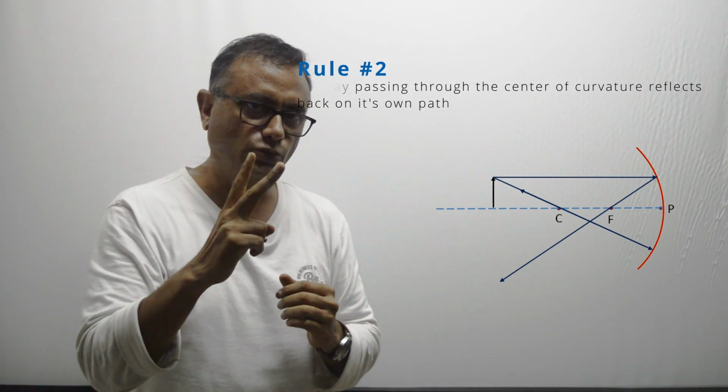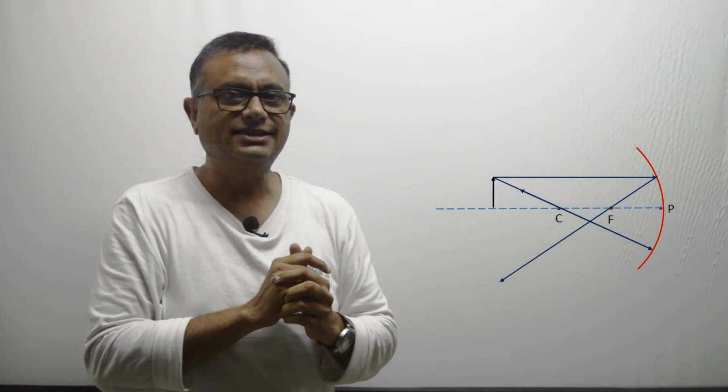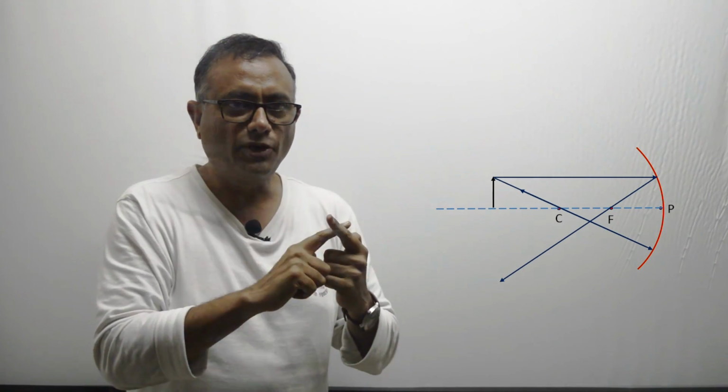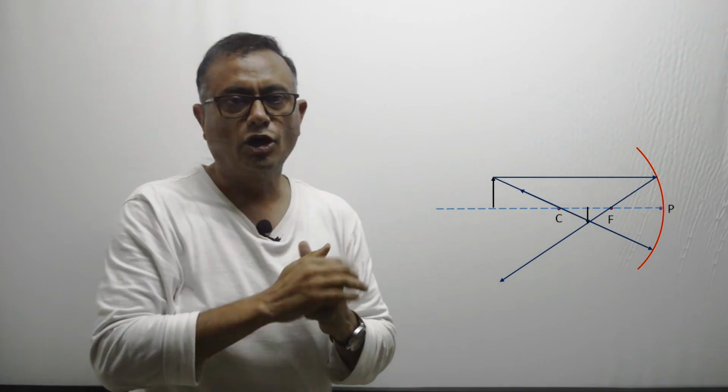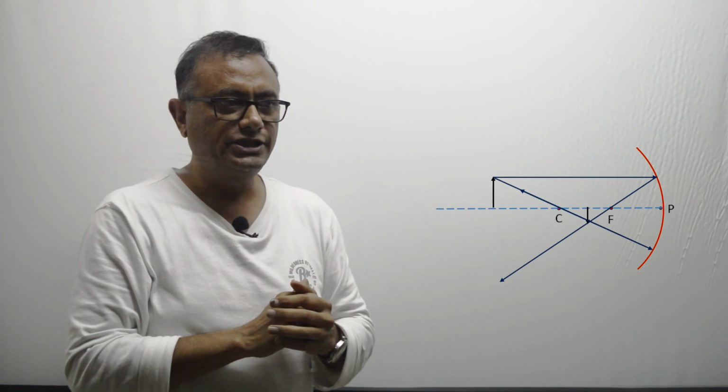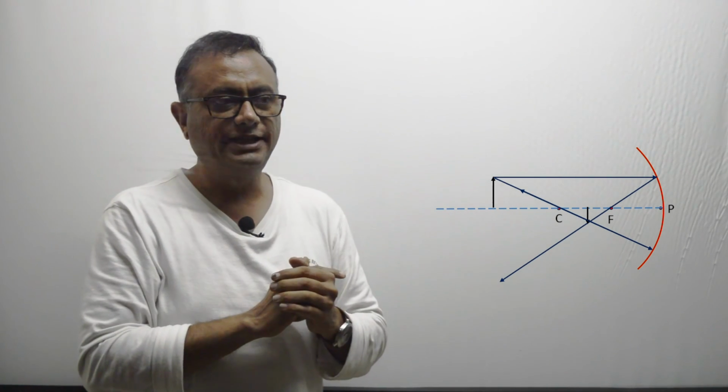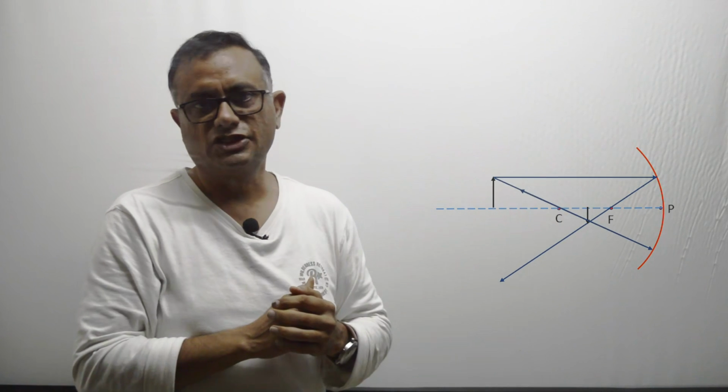So we now have two rays, and both these rays intersect at a point. Once we have the point of intersection, we can draw the object. Using these two rules, you can find the image formation in the case of a spherical mirror. I hope you have understood this.